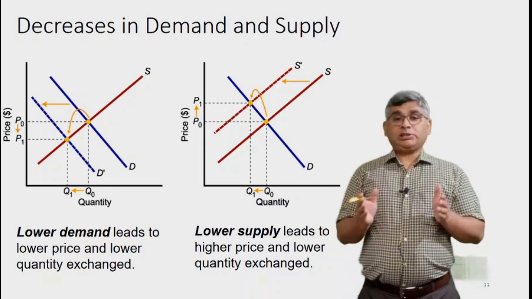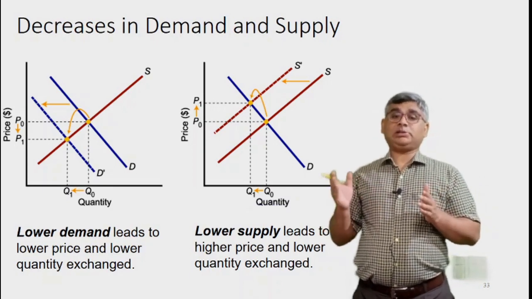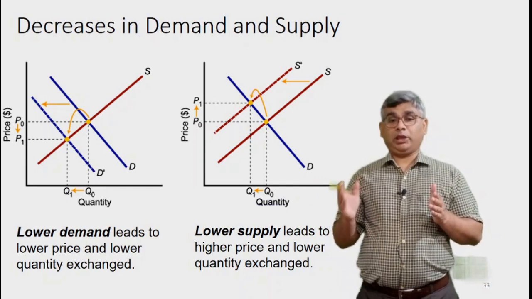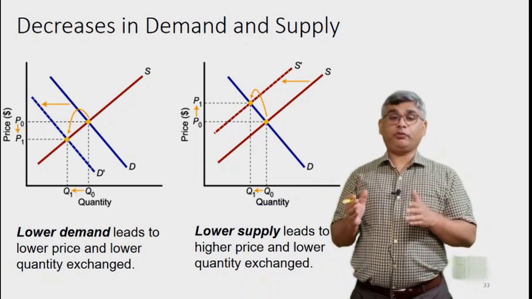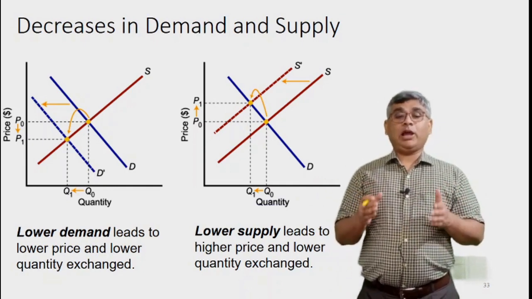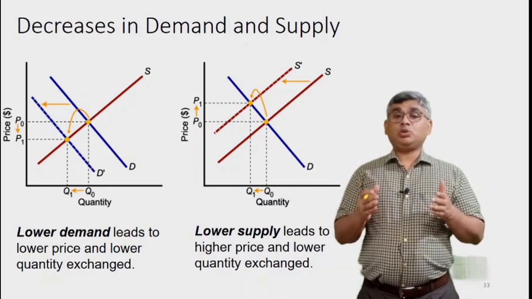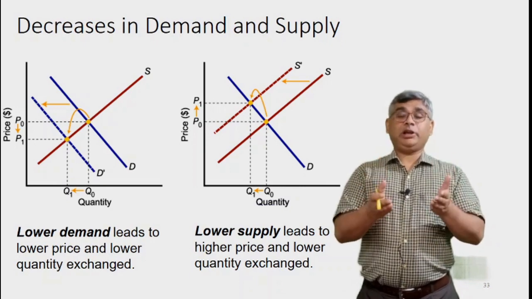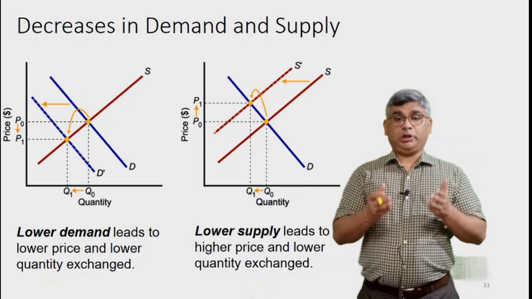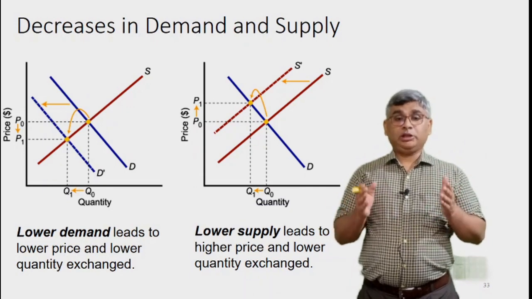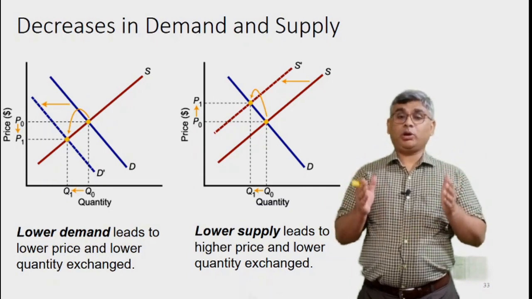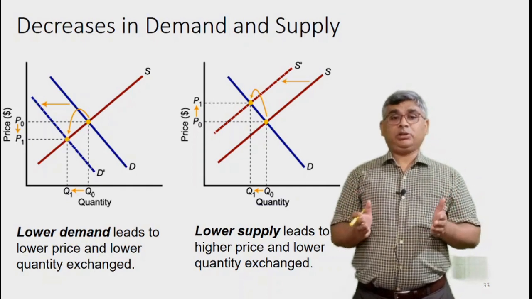In another case, if we have lower supply, that is, the supply curve changes from S to S dash, or the curve moves towards the left, what will happen? Lower supply leads to higher prices, as evident from the figure on the right. This will lead to higher prices and lower quantities exchanged.